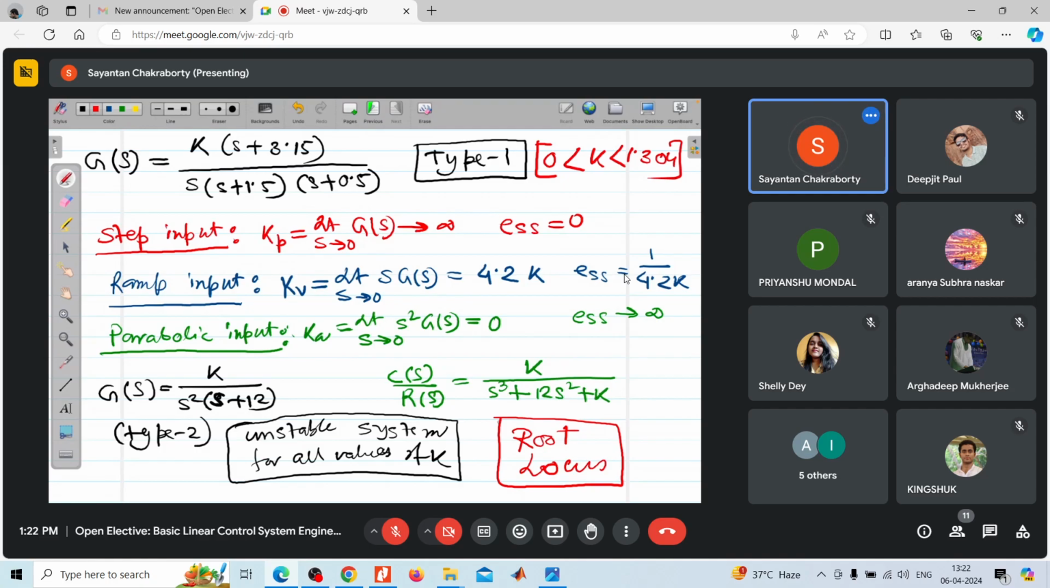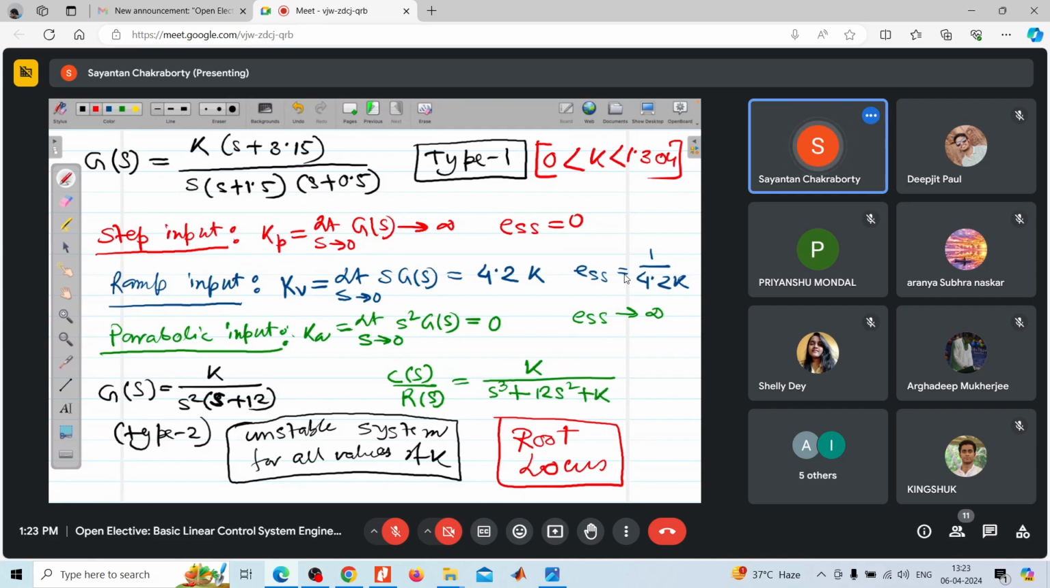Also, for a given value of k, we can find the corresponding position of the roots in the s-plane, and from that position we can calculate the corresponding value of zeta and omega n, and infer the transient as well as the steady state behavior of the system. So everything will be put in a graphical manner.